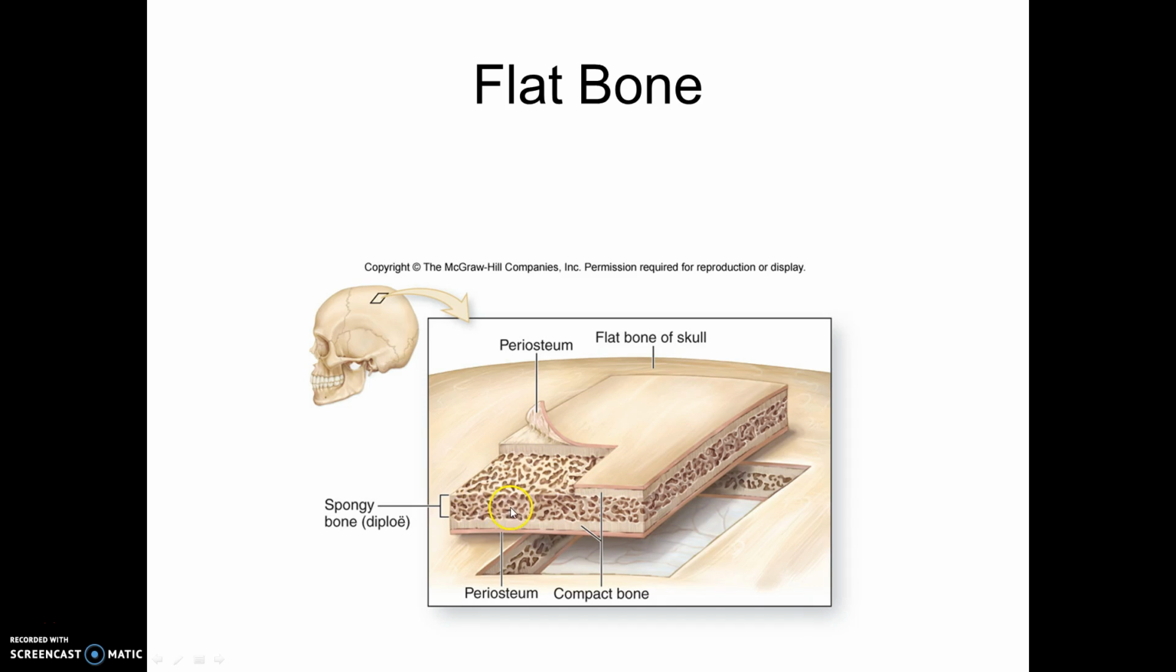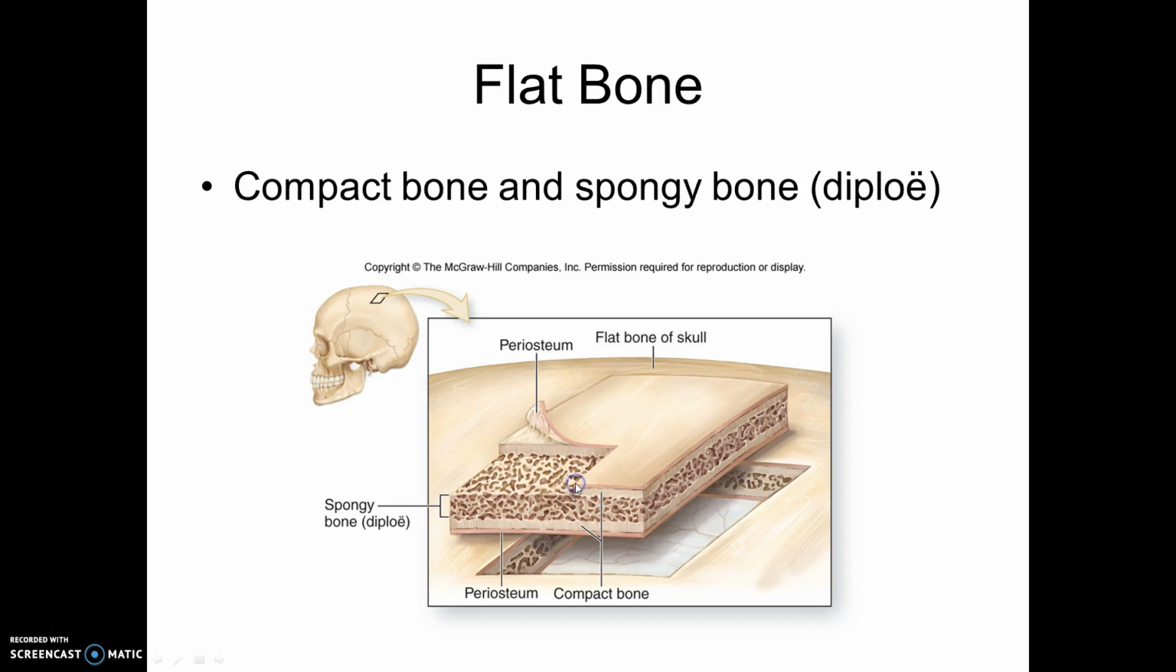Here's spongy bone again in the middle of two layers of compact bone, and the combination of all three of those layers forms a flat bone. Flat bones are found in the skull bones, the cranium, such as the parietal bone and the frontal bone, and also the sternum and ribs. So we are talking about those flat bones in this module, and we'll talk about how these flat bones develop as well. Remember that the spongy bone also has the role of hemopoiesis, or blood cell formation.